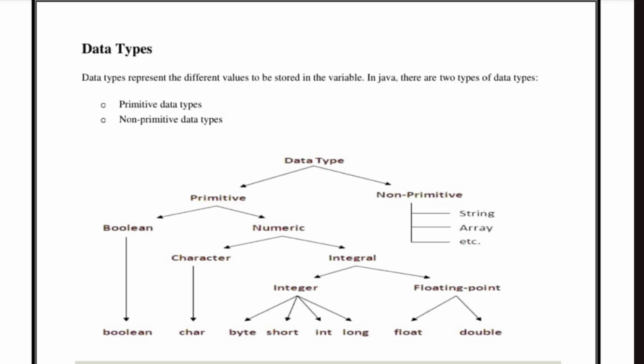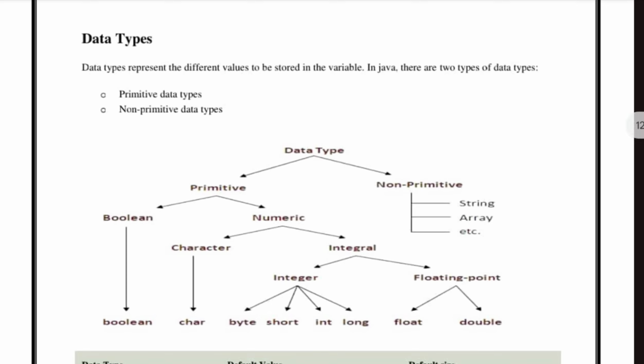A data type tells what kind of data a variable can store. For example, a variable storing numbers, a variable storing characters, a variable storing true or false, like that. In Java, data types define the different sizes and types of values stored in a variable. There are two types of data type: primitive data types and non-primitive data types. Now we will understand both of them.